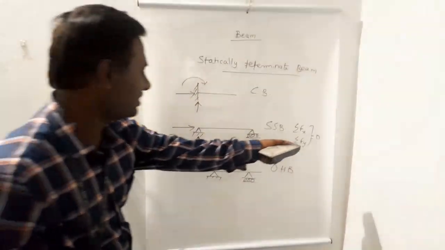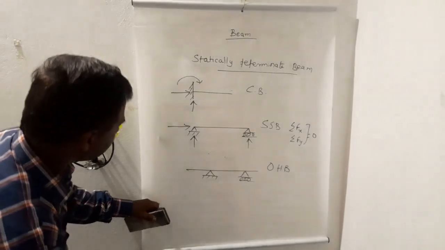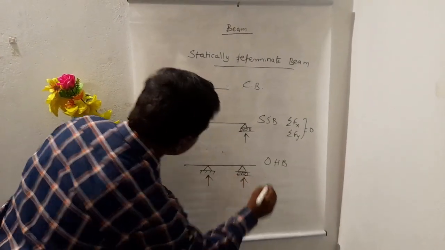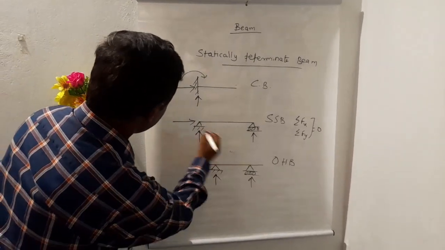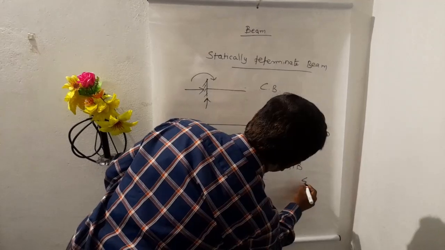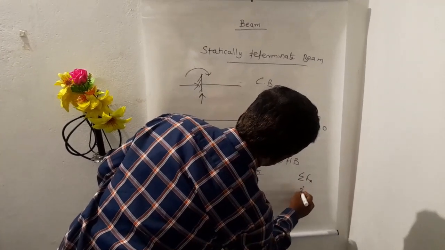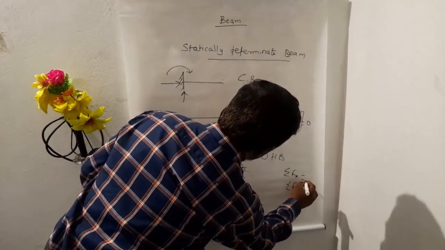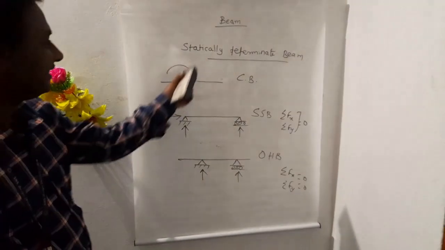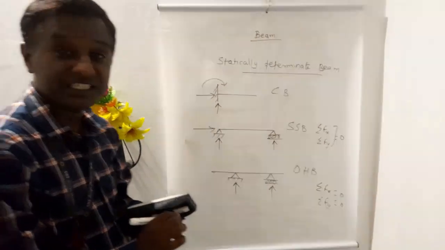There is no bending moment there. If you apply the equations, we can get the reactions. As well as here also, 2 unknowns. If the loads are lateral, the horizontal component will not come into the picture. Same thing, ΣFx and ΣFy, we can apply both, and you will get the support reactions. These are the examples of statically determinate beams.